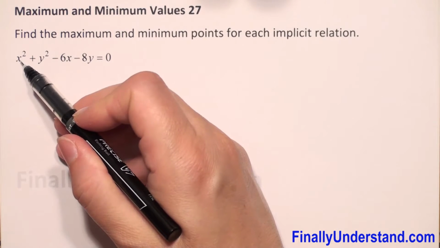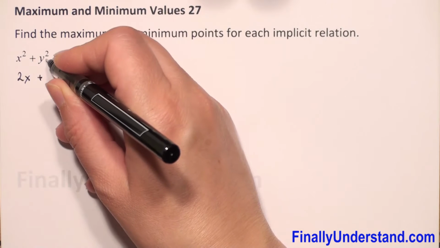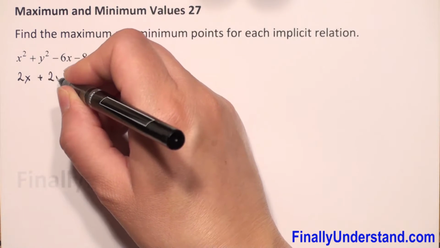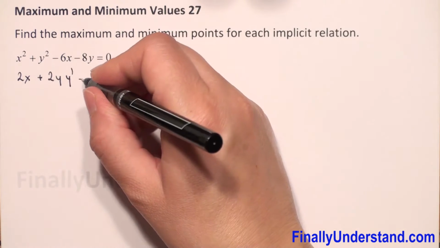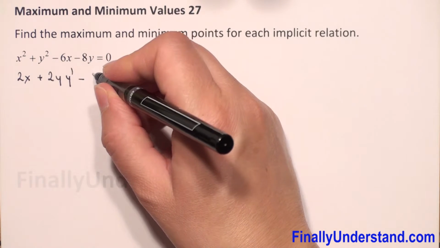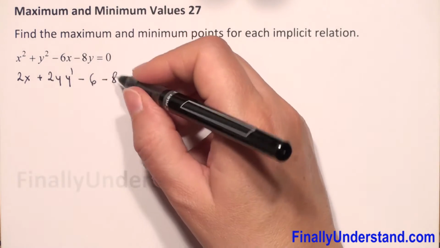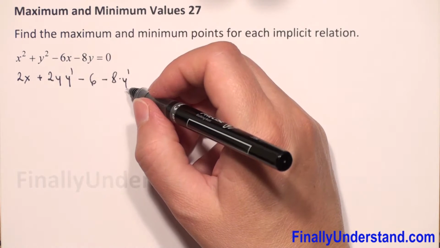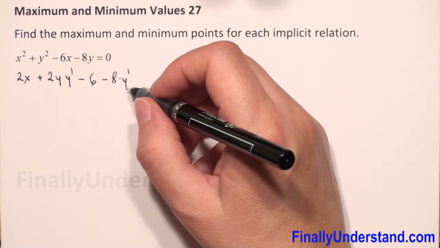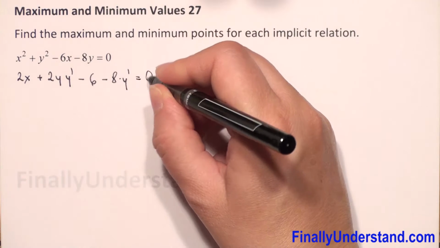So first we have the derivative of x squared, so it will be 2x, plus the derivative of y squared, which is 2y times y prime, minus the derivative of 6x, which is 6, minus the derivative of 8y, which is 8, and don't forget times y prime, because we have an implicit relation and we have to treat y as a differentiable function of x. So this is equal to, the derivative of 0 is 0.